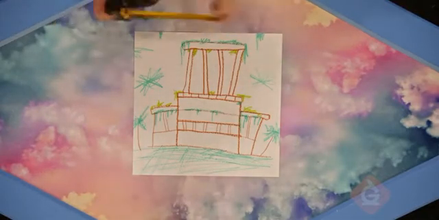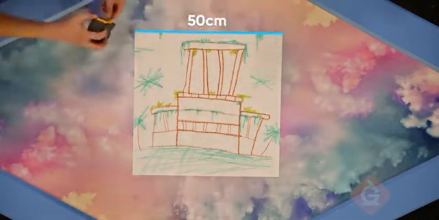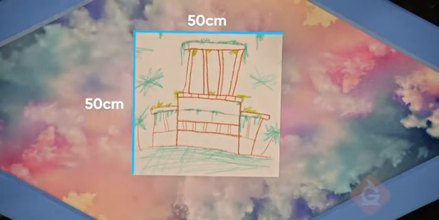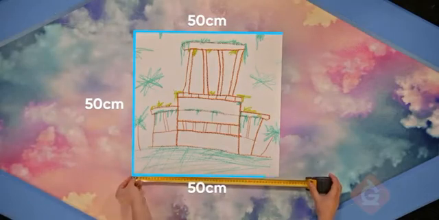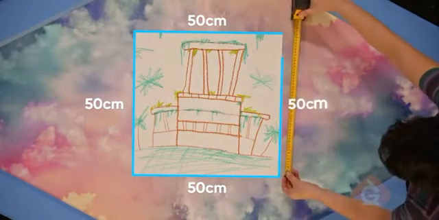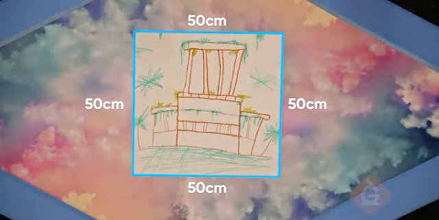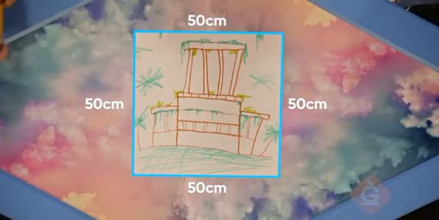Oh, makes sense. Marcos, since your picture is a square, why don't you measure each side of it and tell me if you notice anything special? This one is 50 centimeters. So is this one. So is this one. And this one too. Oh, wow. Each side is the same length, 50 centimeters. That must be because it's a square.